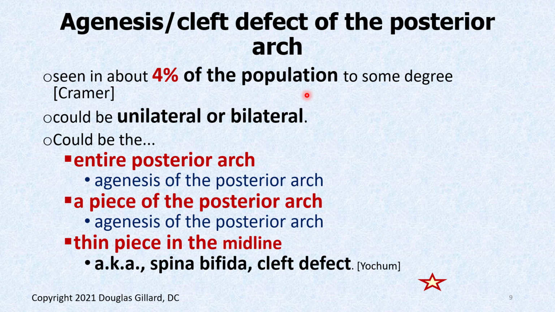So how many people have this cleft defect, or maybe even agenesis of the posterior arch, walking around in the population? The prevalence is about 4% of the population. So it's fairly rare, but it's not crazy rare. It's not like Marfan syndrome. Marfan syndrome prevalence is about 0.01%. You could have a unilateral cleft like I drew, or maybe there's a bilateral cleft. There can be different versions of this thing. Could be the entire posterior arch, could be a piece of the posterior arch.